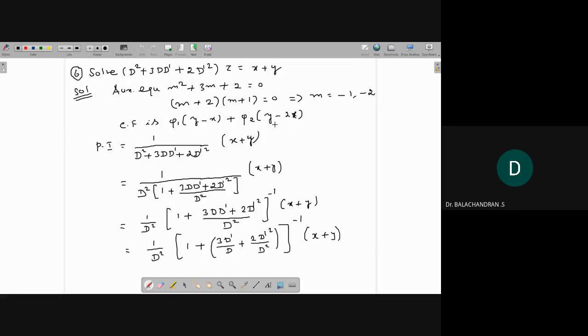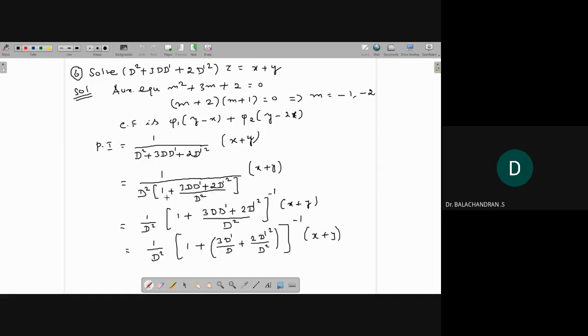If you have any doubt, you can ask me. I am going a little bit fast because this is the third class in higher order PDE. The particular integral is equal to 1 by D square plus 3D dash plus 2D dash square of x plus y. You should write the denominator in the form of 1 plus x or 1 minus x. That's why I take D square commonly. If you take D square commonly, the remaining is 1 plus 3D dash by D plus 2D dash square divided by D square.